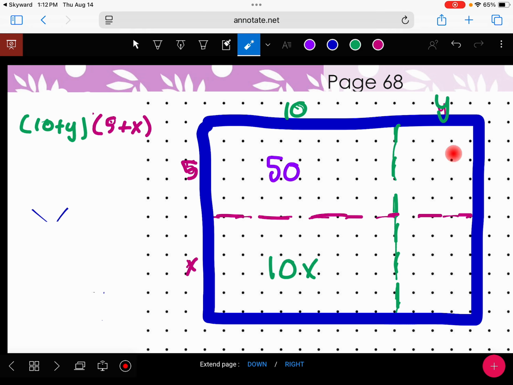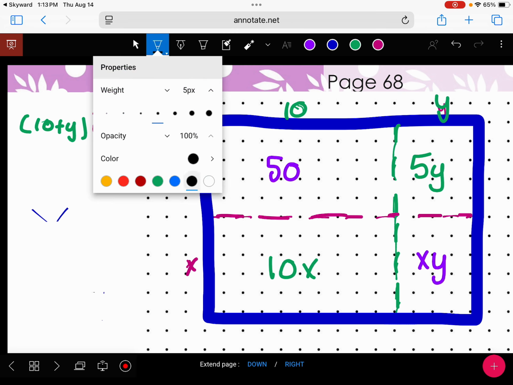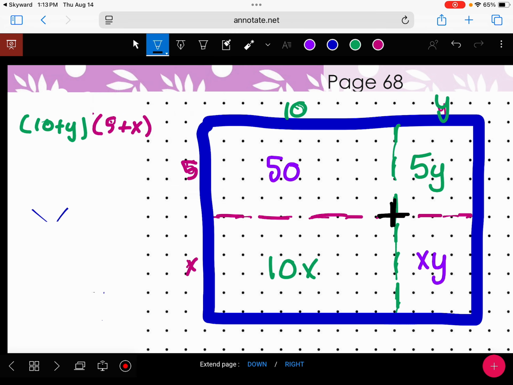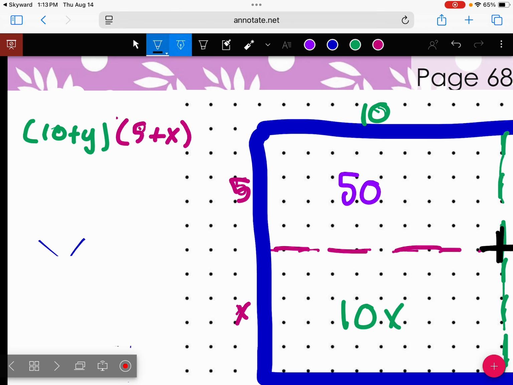I could multiply together this box's area, 5 times y. 5y. Ooh, careful. Thank you. Just checking. And then this bottom box, I have x times y. xy. And to pull them out and make it be the area, we add them back together. So another way we could write our area is as our 50 plus the 10x plus the 5y plus our xy. These are all equivalent statements.